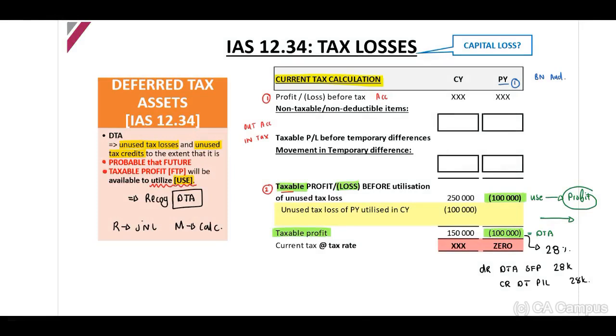Right, now let's have a look at the current year, which is our second year of trading. In the current year, we have calculated a taxable profit of 250,000. Apologies, I've identified that this should include loss as well. Right, 250,000. Now, in the current year, we may utilize that 100,000 relating to our prior year loss because we've recognized a deferred tax asset. Okay. And our taxable profit will now be 150,000.